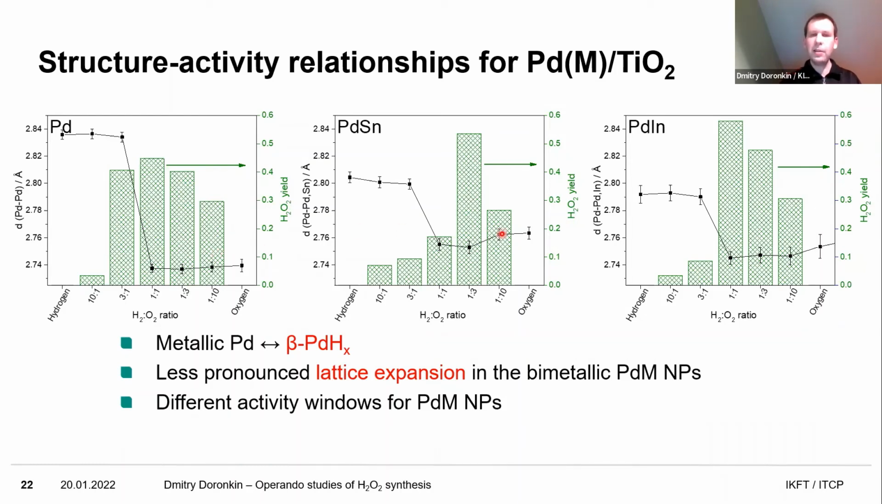So for palladium, both metallic and hydride states are reasonably active. For palladium tin and for palladium indium, only stoichiometric and oxidizing environments give you high activity of those catalysts. Especially for palladium tin, you need an oxidizing environment. So what we know is that we have a shift between metallic and hydride structures. Depending on the chemistry, they can be active in both oxidizing or reducing environments. So we have different activity windows.